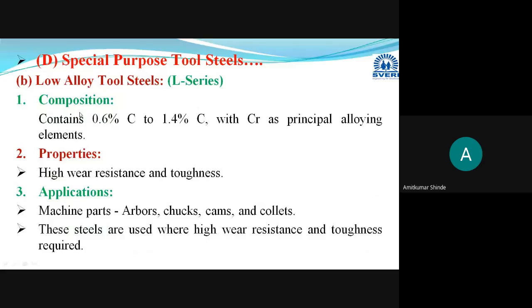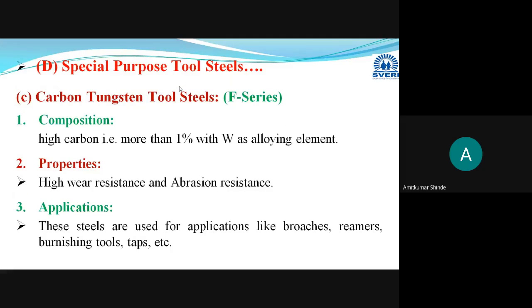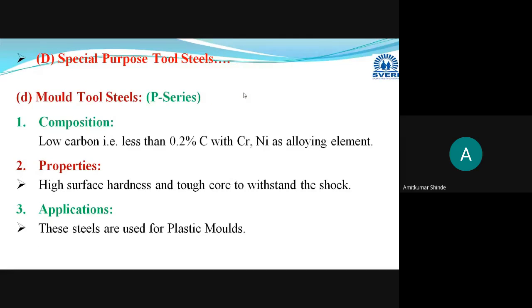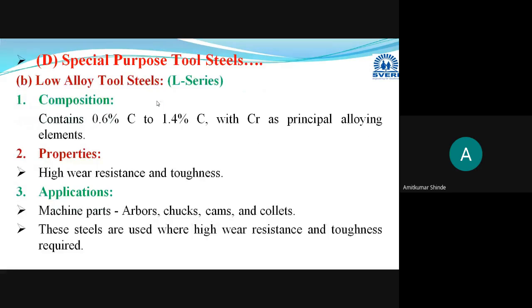And second type is the low alloy tool steels, designated by L series. Then carbon tungsten tool steels, designated by F series. And last is the mold steels, designated by P series. Okay, this classification is done on their special characteristics and special application. Four types are there for special purpose tool steels.